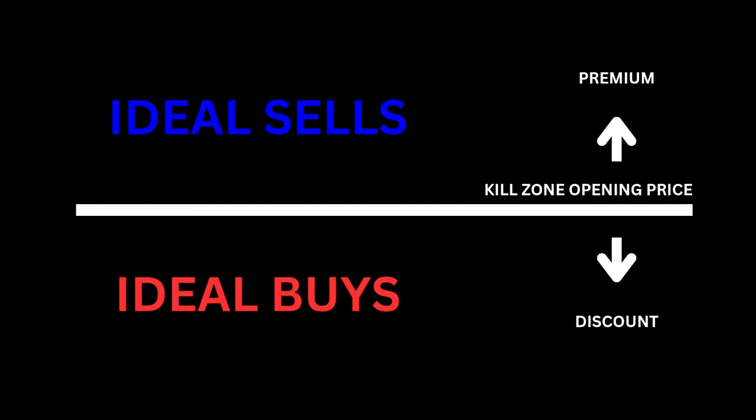When price moves above that opening price of that kill zone, it's in a premium. This is where you're going to find ideal sell scenarios. Same thing vice versa. When price moves below the kill zone's opening price, it's going to be in a discount. This is where you're going to find ideal buy scenarios. Keep this in mind as this will put you on the better side for the situation or speculation you are looking for. Let's take a look at some of these examples.